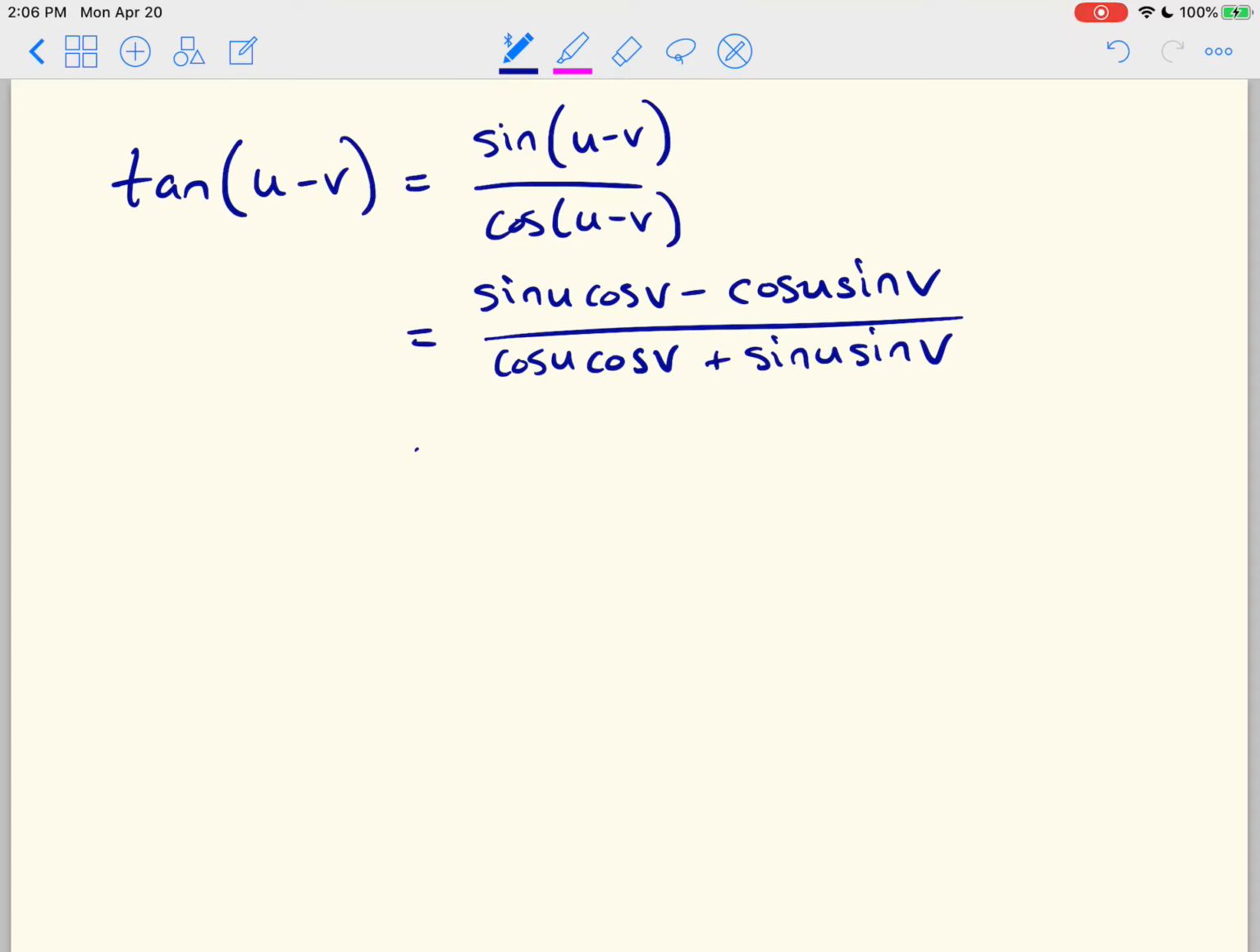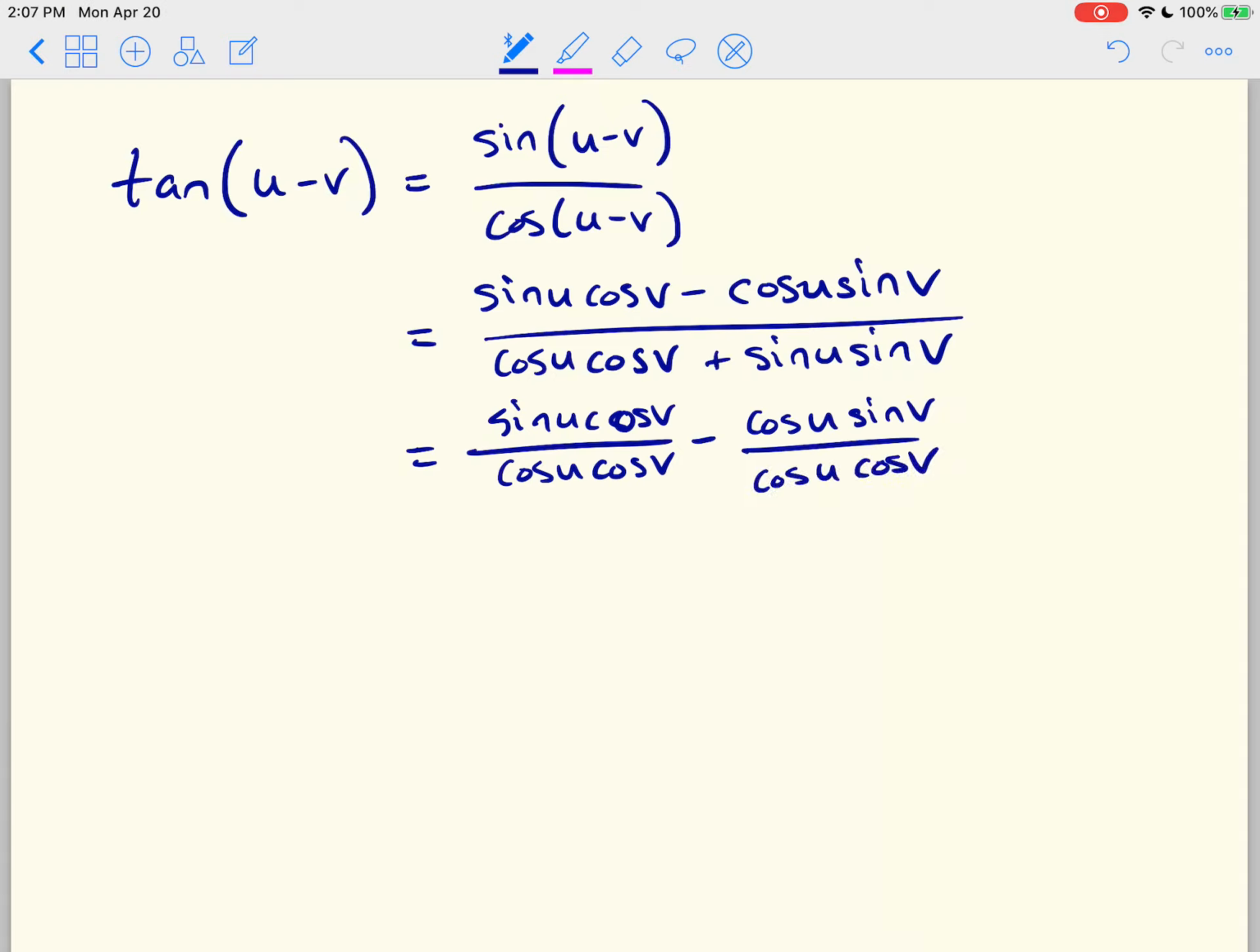And then basically what I'm going to do is come up with a common denominator for everything. I'm dividing everything by cosine u cosine v. And what that does is it gives me sine u cosine v over cosine u cosine v minus cosine u sine v over cosine u cosine v. So I'm just dividing every single term in here by cosine u cosine v.